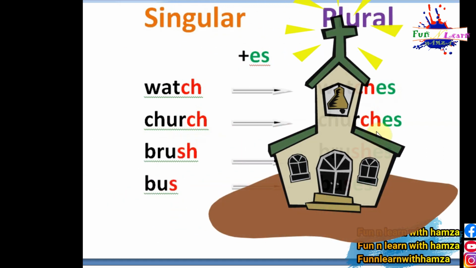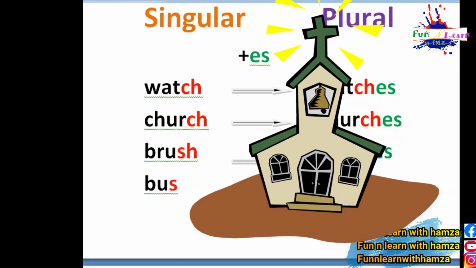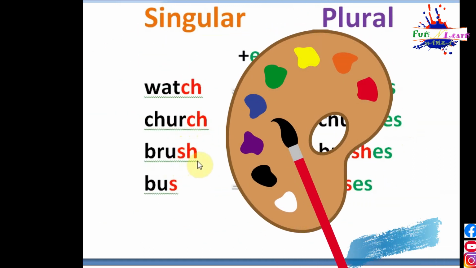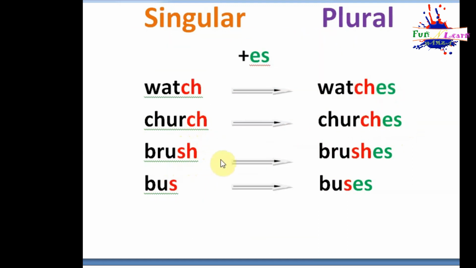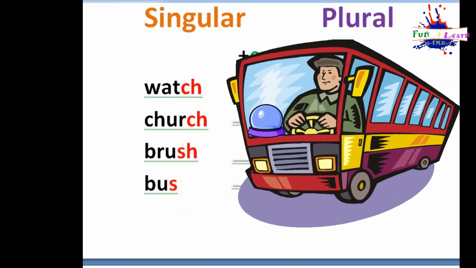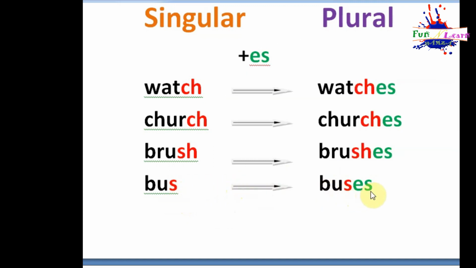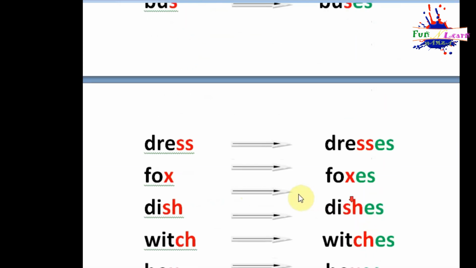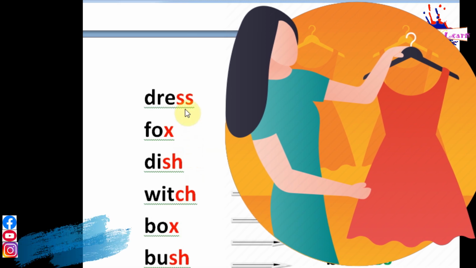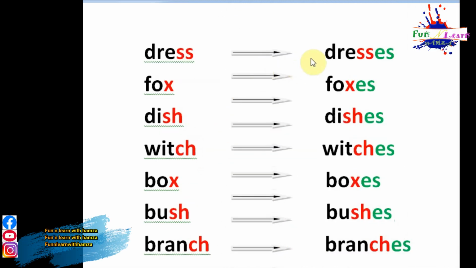Same goes for church. We add es at the end to make it a plural. Now, brush. Brush has sh at the end. So again, we cannot just add an s to make it a plural noun. We need to add es. Bus. Now we have s at the end of the word. To make it into a plural noun, we just add es at the end. We have a few more examples. Dress. Now dress has a double s at the end. To make it a plural, we will add es at the end.